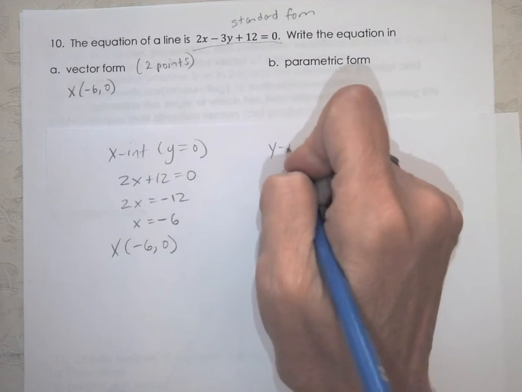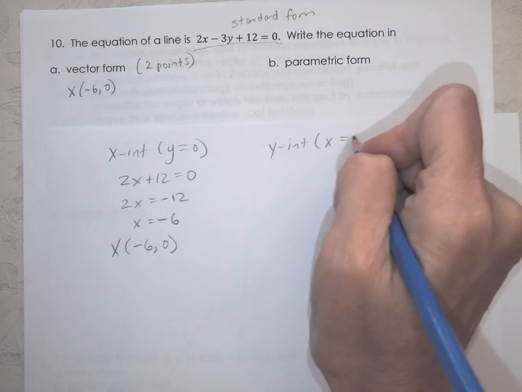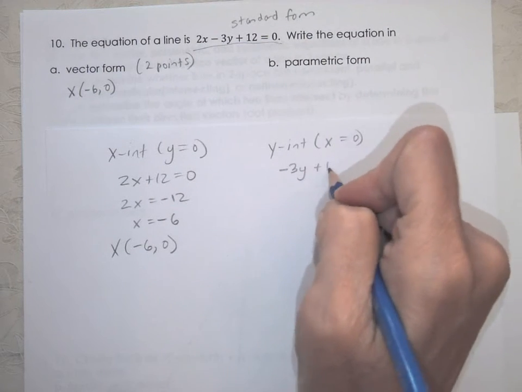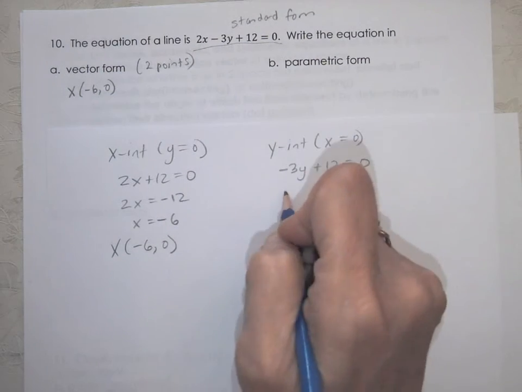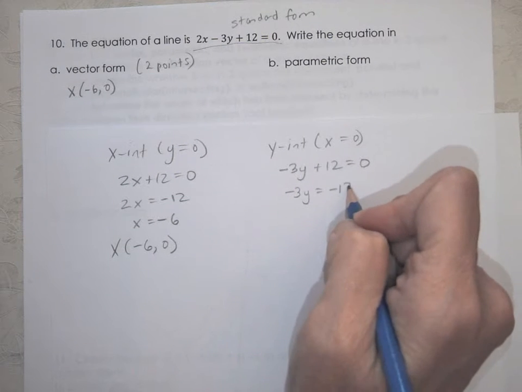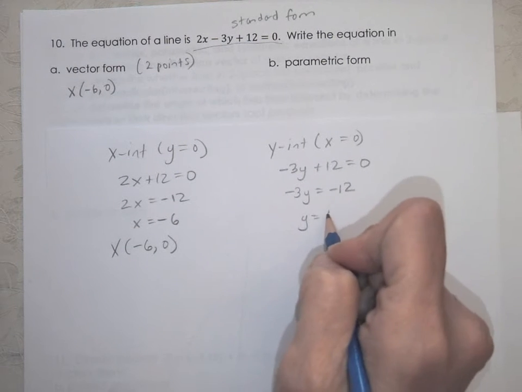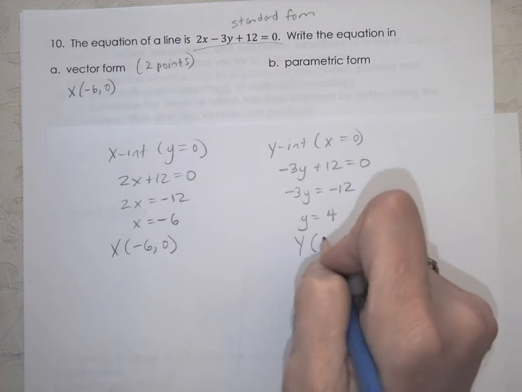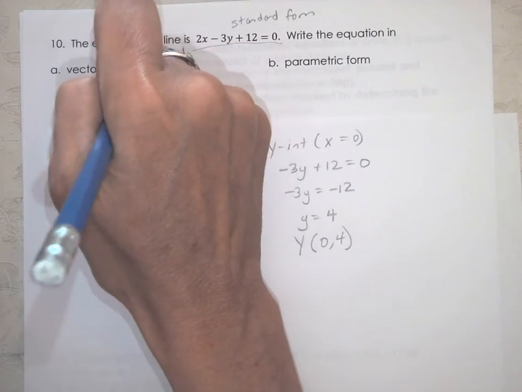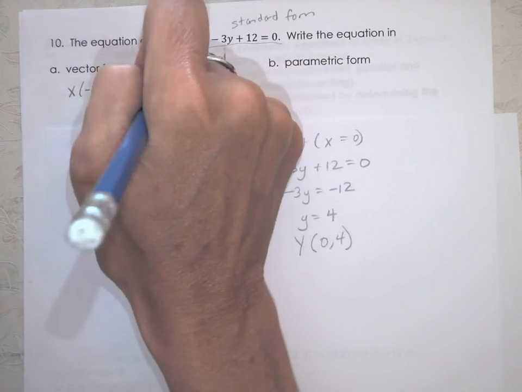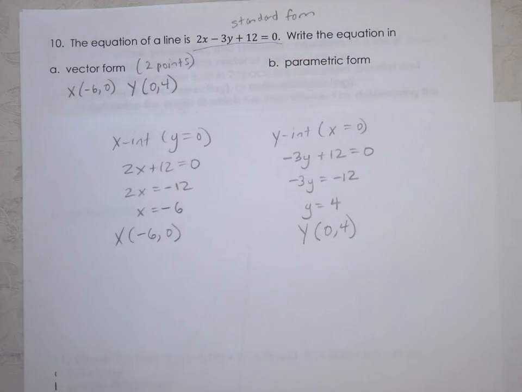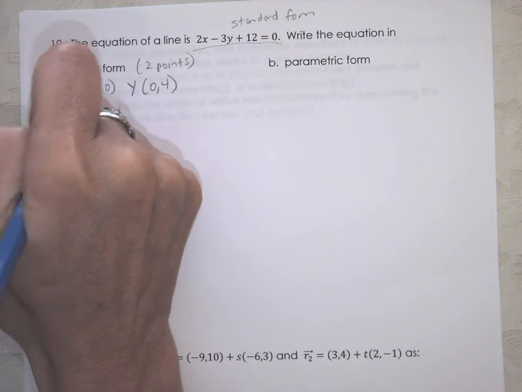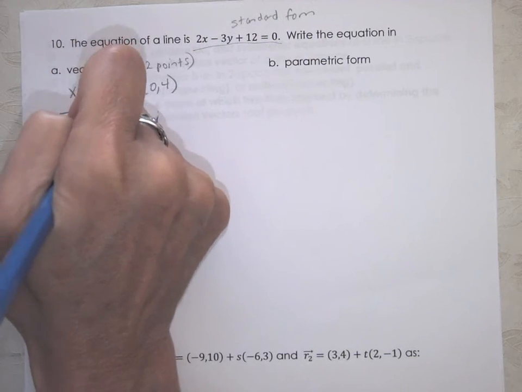And then our y-intercept we know we can find by setting x equal to 0 in the equation. And we would get -3y plus 12 equals 0. Subtract 12 on both sides. Divide both sides by -3. And we get y is 4. So point Y we could think of as (0, 4), the y-intercept. So using the x and y intercept, we now have 2 points on the line, and we can find the vector from point X to point Y.